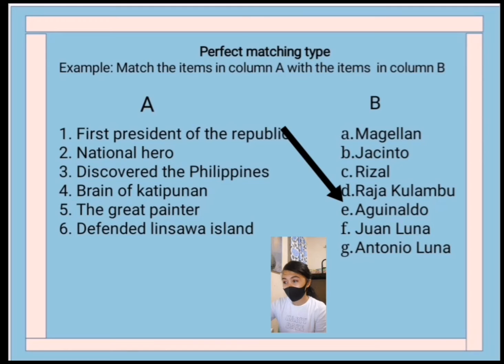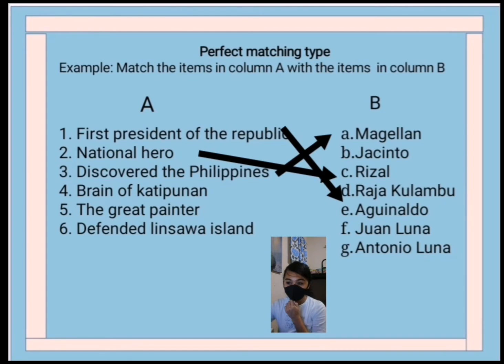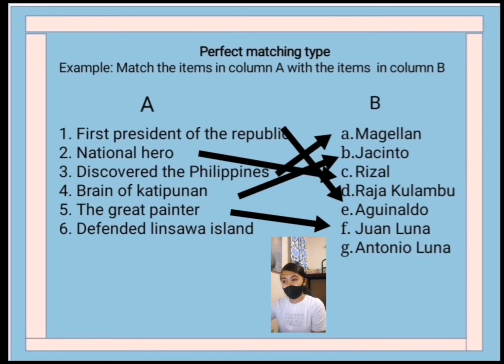A national hero is Dr. Jose Rizal. So letter C. Discovered the Philippines, he is Ferdinand Magellan. Okay. The brain of Katipunan, Emilio Jacinto. That's right. The great painter, Juan Luna. Defended Limasawa Island is Raja Colambu. So letter D.